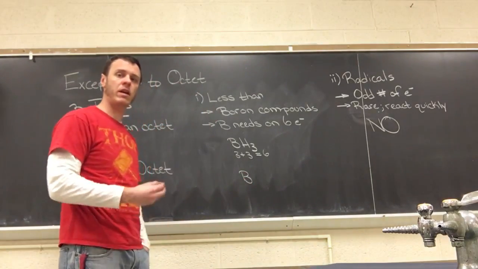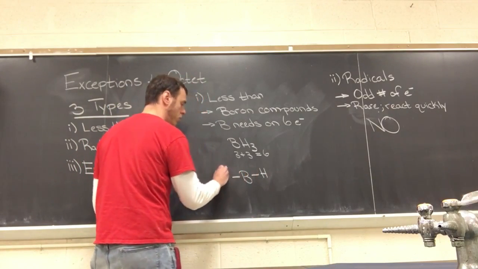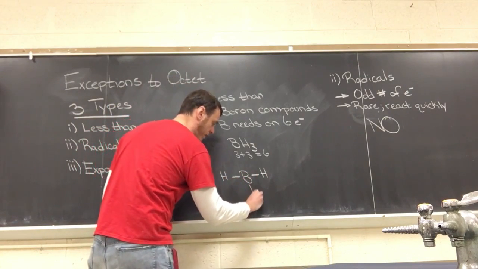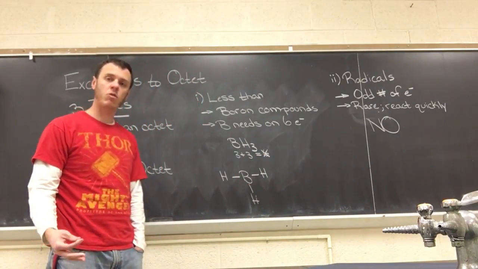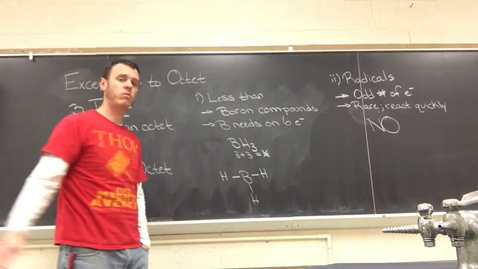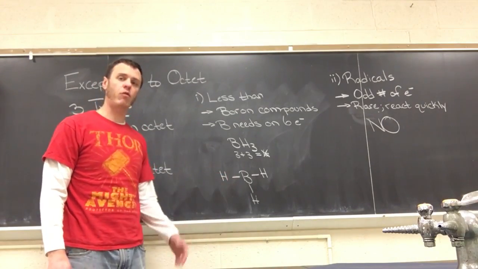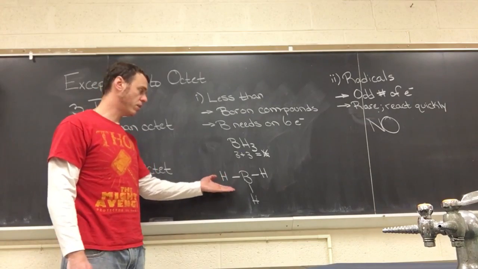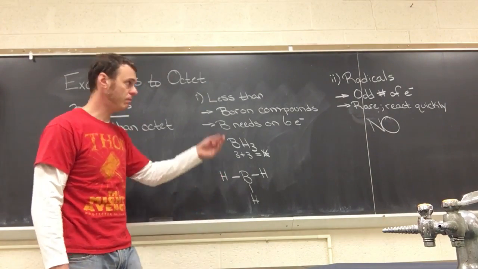Boron goes right in the middle, and now we're going to create our bonds to each of the hydrogens. 1, 2, 3. We've used 6 electrons, so we don't have any more left. And this is the compound we've come up with, or this is the drawing we've gotten to. This is actually the stable form for boron, and so we don't have to worry about anything else. It has less than 8 electrons, but it is stable.